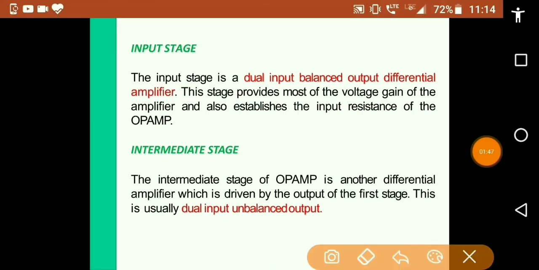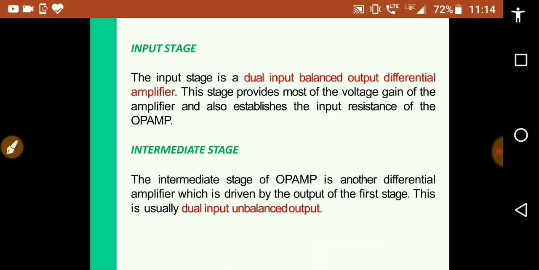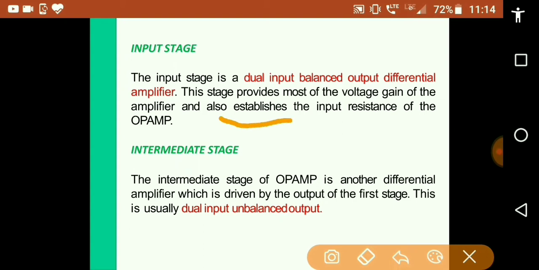So student, this is the input stage. The input stage is a dual input balanced output differential amplifier. This stage provides most of the voltage gain of operational amplifier and also establishes the input resistance of the operational amplifier. So this is the input stage.